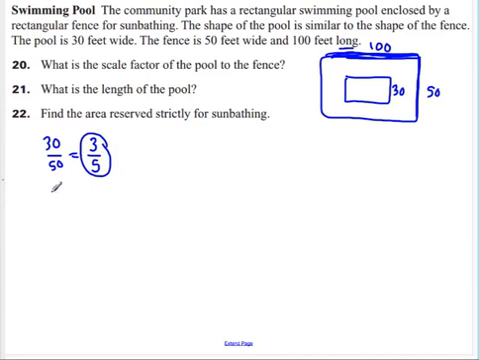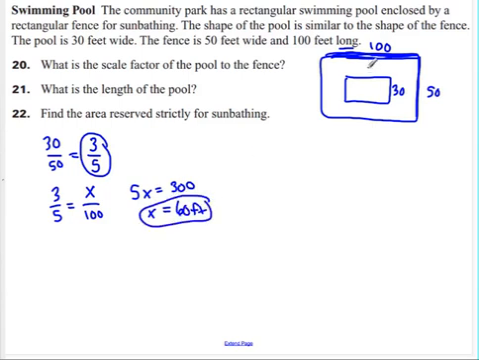What's the length of the pool? We'll use our scale factor. That's 3/5. We don't know the length of the pool, but we do know the length of the fence is 100. We'll cross multiply, that'd be 5x equals 300. When we divide both sides by 5, we get 60 feet. Okay, so this length right here is 60 feet.